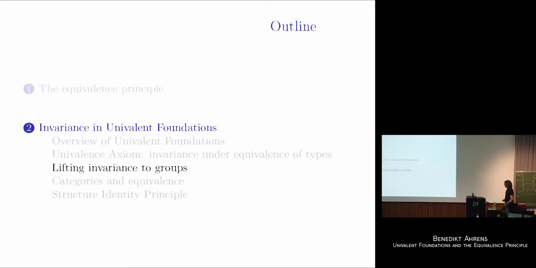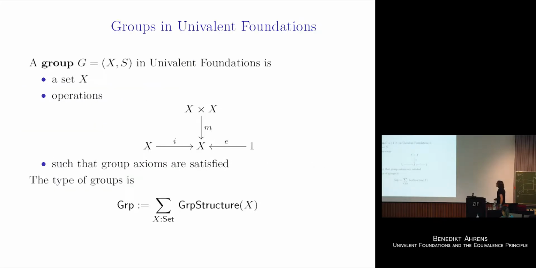In the remainder of the talk, I want to show how this equivalence principle on types that is given in this particular type theory as an axiom now lifts to mathematical structures. For instance, we will consider the example of groups. What are groups in univalent foundations?